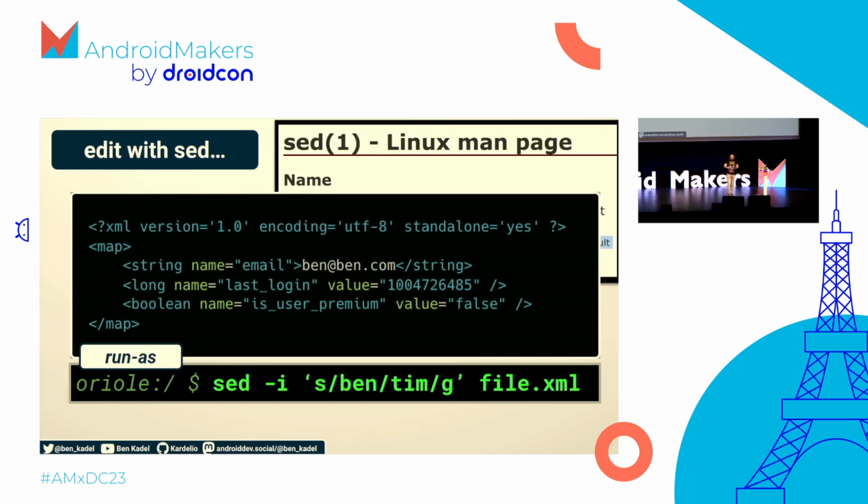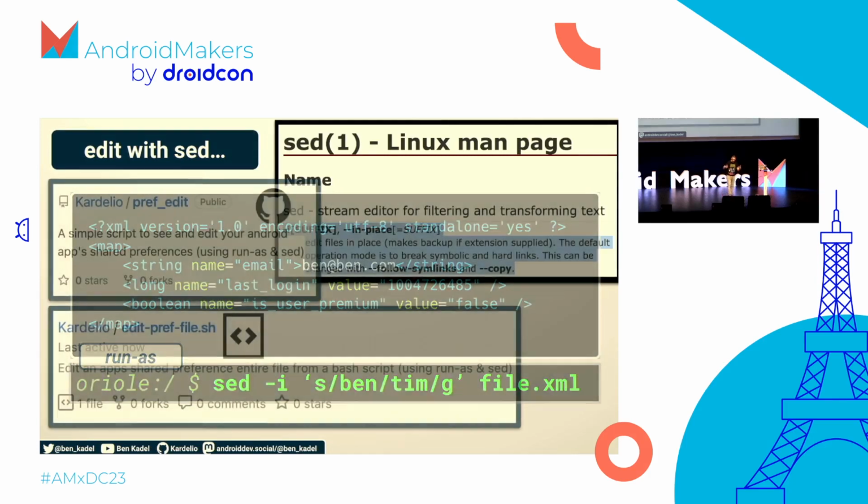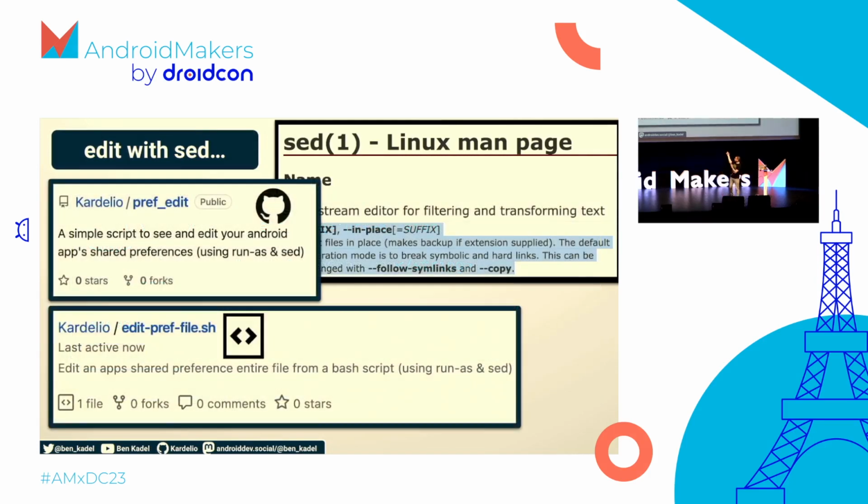It's a little bit bumpy and bulky, a bit gross to use, and there's also another problem there. What if Ben was somewhere else in the shared preferences, or what if I destroy my shared preference file accidentally with a sed program?